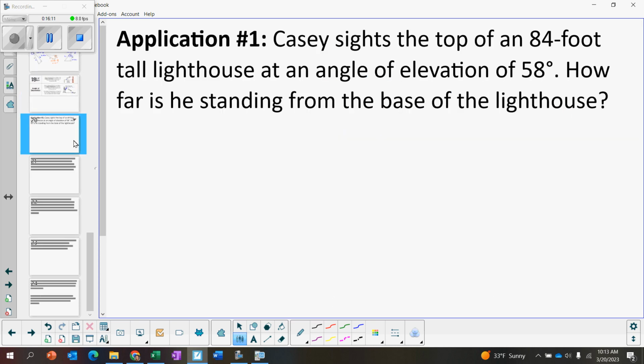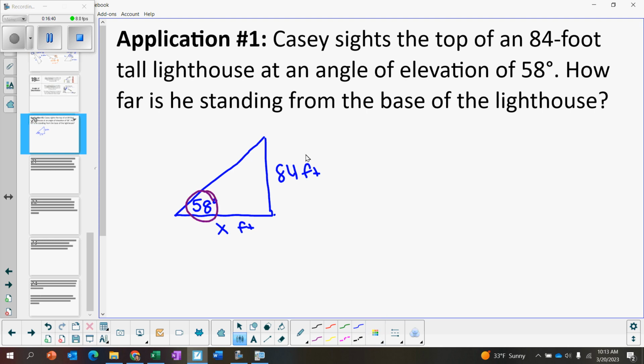So here's our first application. Casey sights the top of an 84-foot tall lighthouse at an angle of elevation of 58 degrees. How far is he standing from the base of the lighthouse? So we know that the lighthouse is 84 feet. We know the angle of elevation, so the angle at the bottom is 58 degrees. And we want to know how far he is from the base. So he's here, we're looking for that.